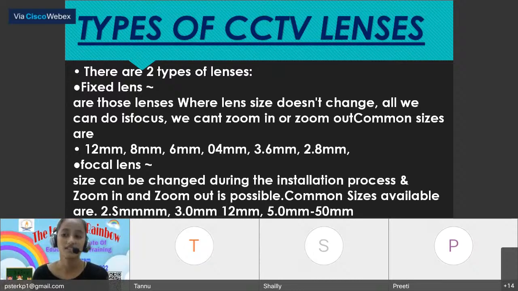Next, types of CCTV lenses. There are two types of lenses: fixed lenses and focal lenses.